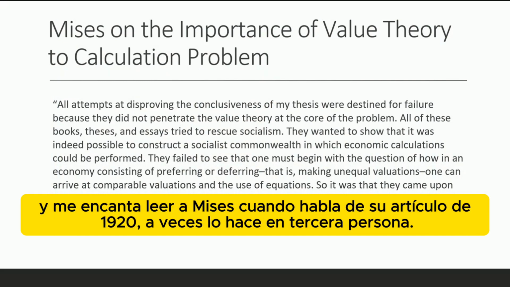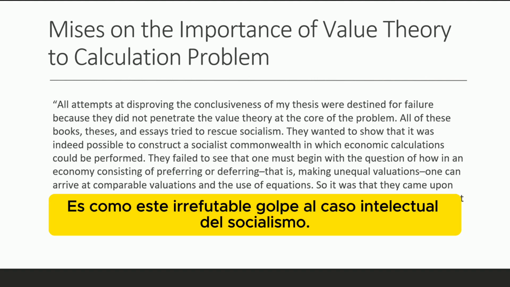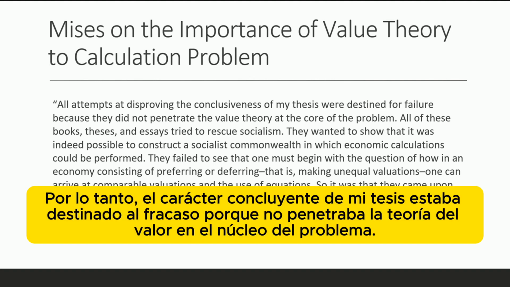love reading Mises when he's talking about his 1920 paper. Sometimes he does it in the third person. It's like this irrefutable smash of the intellectual case for socialism. So, the conclusiveness of my thesis, were destined for failure because they did not penetrate the value theory at the core of the problem.